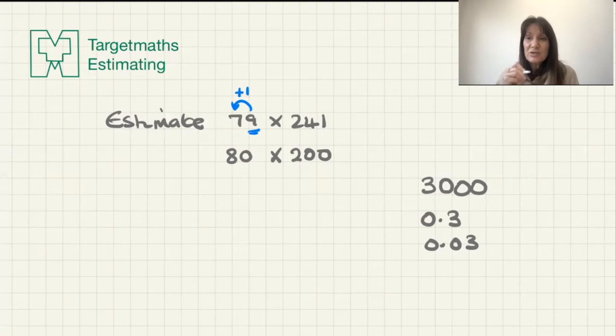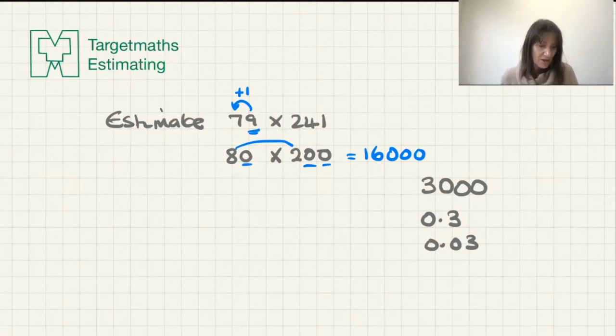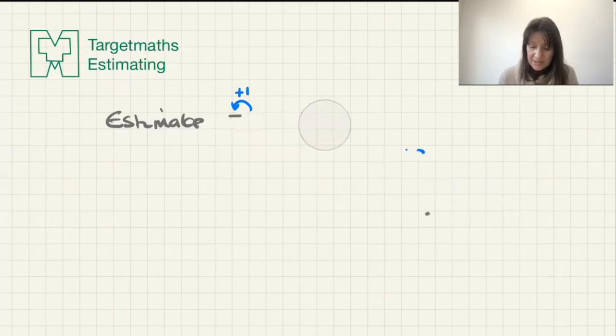We may still need to do some written work. It's not necessarily all happening in our head, but it should be much, much easier to calculate than the original question. And this is, I can do 8 times 2 is 16. And then I've got 1, 2, 3 zeros to add on the end. And that's why we want to be able to estimate, because it can give us an idea of the answer very quickly.